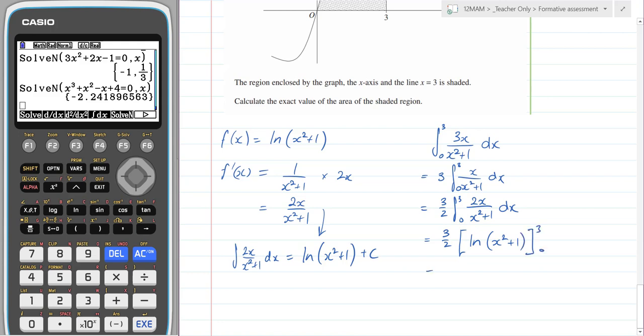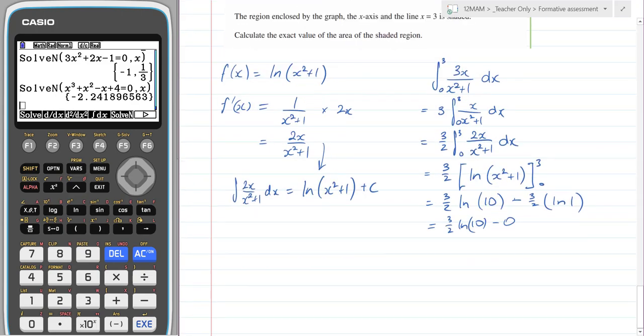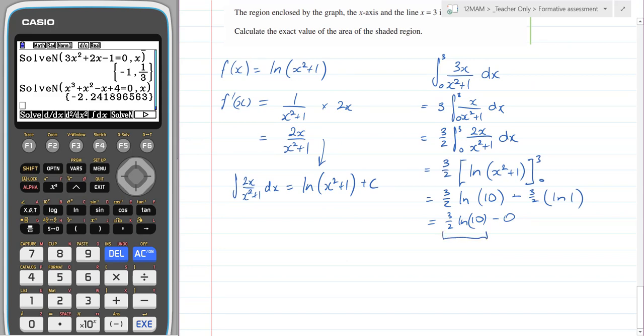And that's equal to 3 over 2 log of x squared plus 1, which is 10, minus 3 over 2 times log of 0 squared plus 1, which is 1. That gives me 3 over 2 log 10 and 3 over 2 log 1. Log 1 is just 0. e to the power of what equals 1, and the answer is 0, so I just get minus 0, and this is my answer here. 3 over 2 log 10. I could work it out as an exact value, as a rounded value, but I'm going to leave it like that, and you can test to see if your answers matched it.